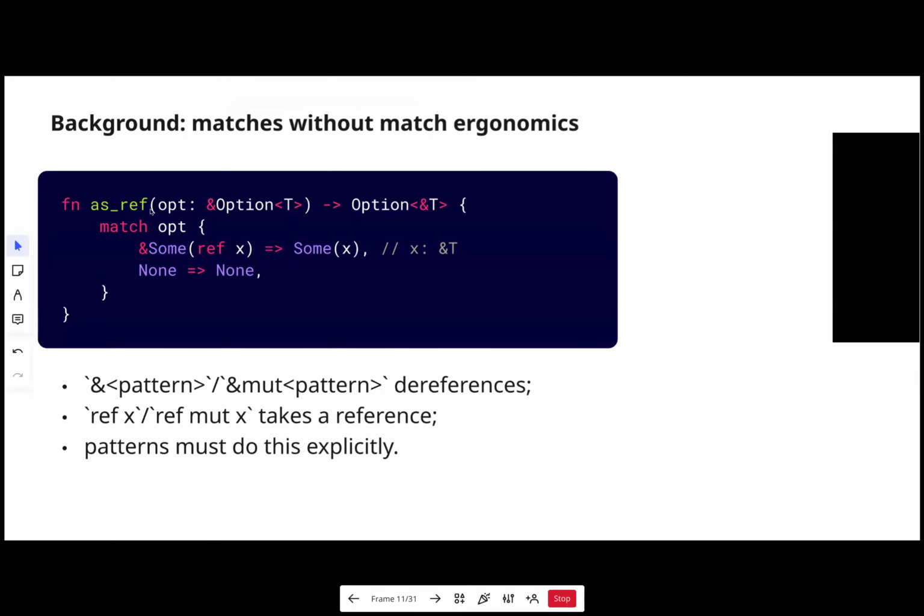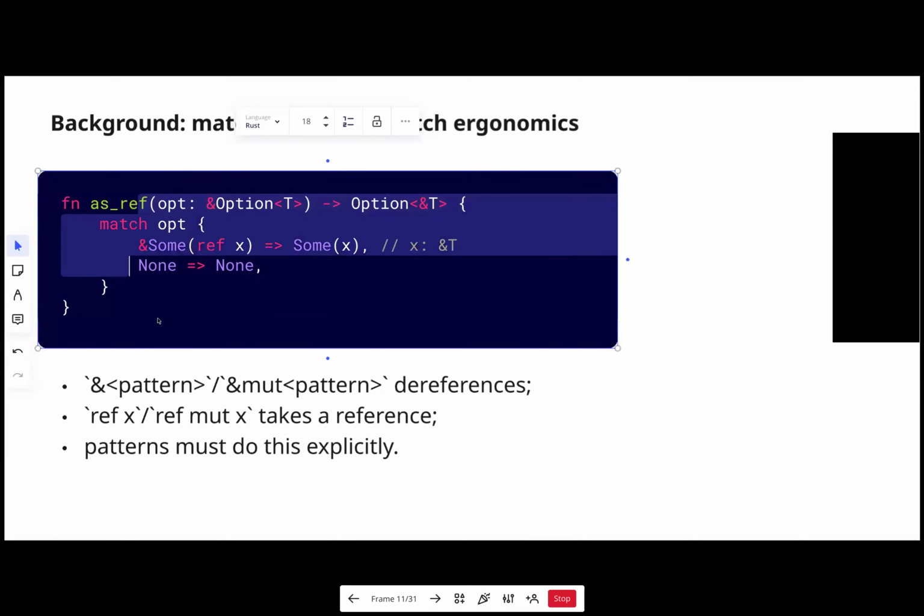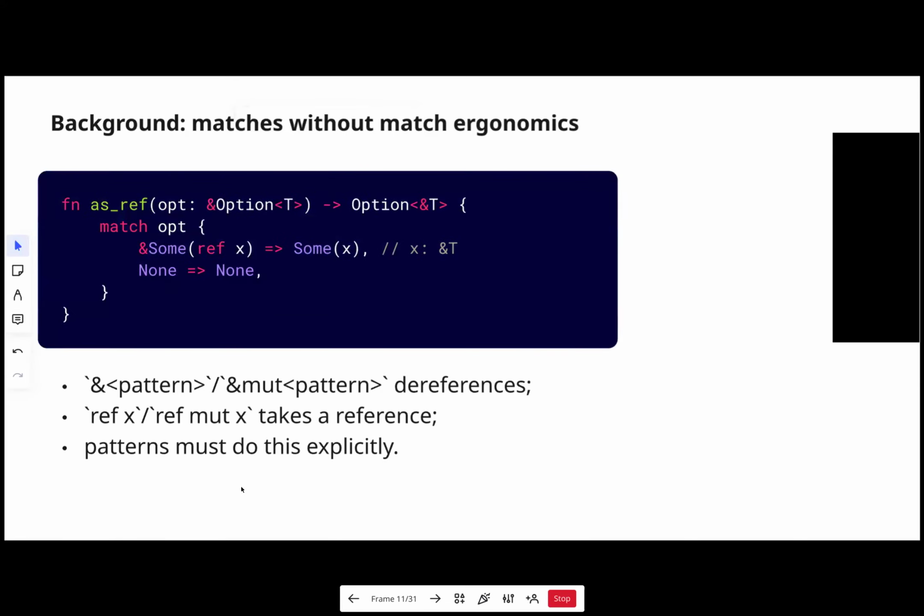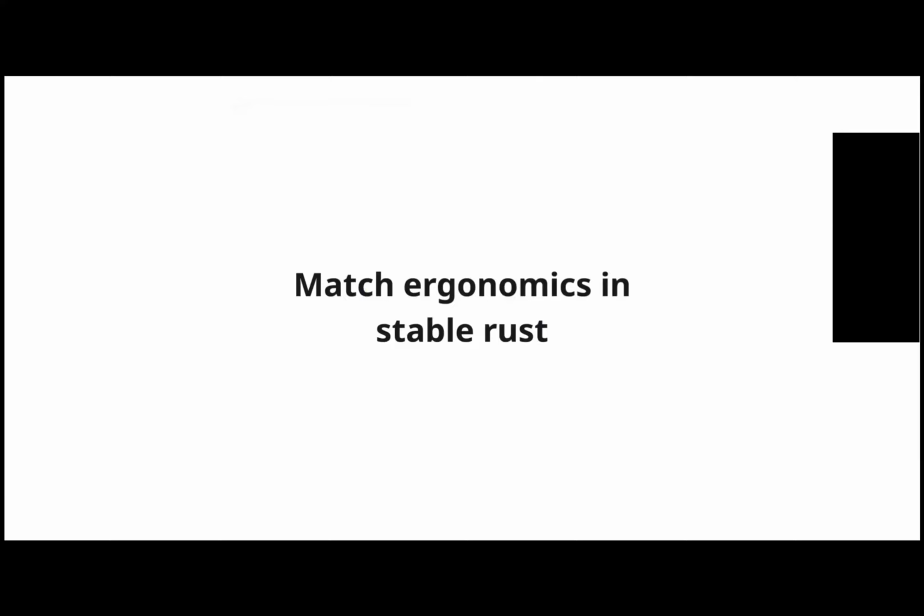If you've written any pattern match, you know that this is not how you want to write it at all. You want to write it like you would in OCaml or in Haskell, where you don't even think about where the value is. You just want the contents. And so match ergonomics came about.